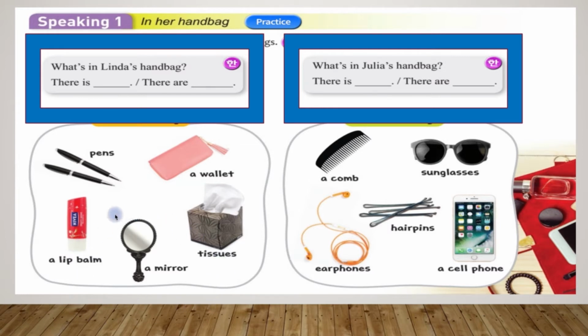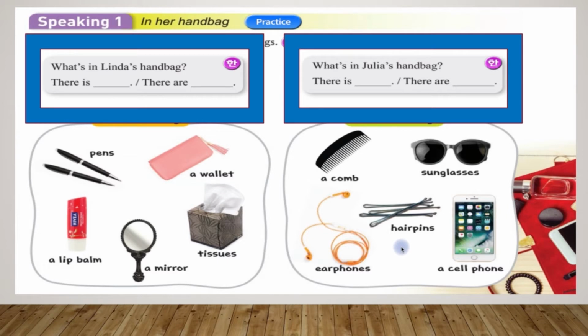There is a mirror in Linda's handbag. Very good, yes, in Linda's handbag. So in Linda's handbag, there are pens, there is a wallet, there is a lip balm, there are tissues, and there is a mirror. And how about Julia's handbag? So Yonghee, you ask me the questions, I will answer.